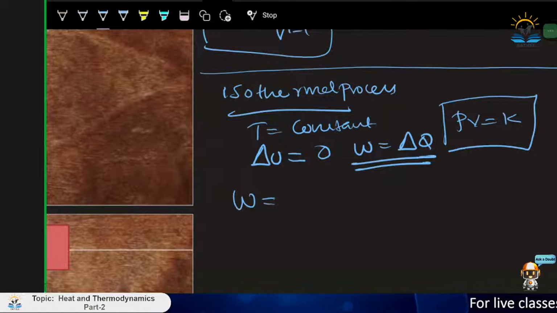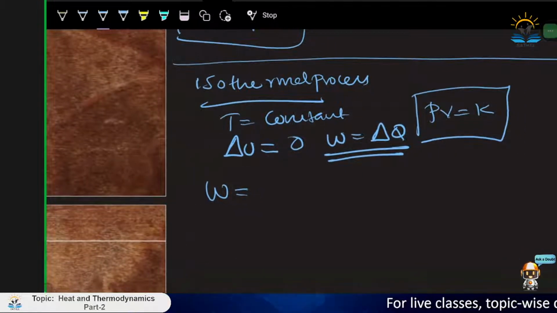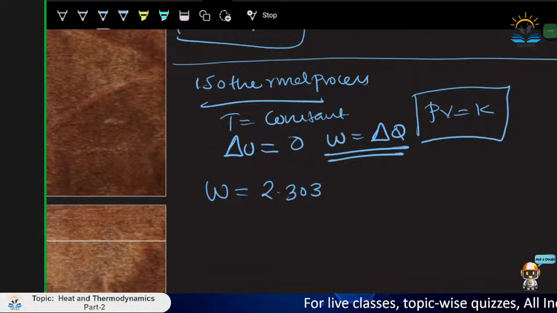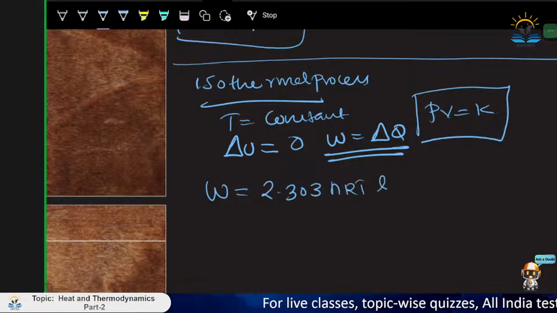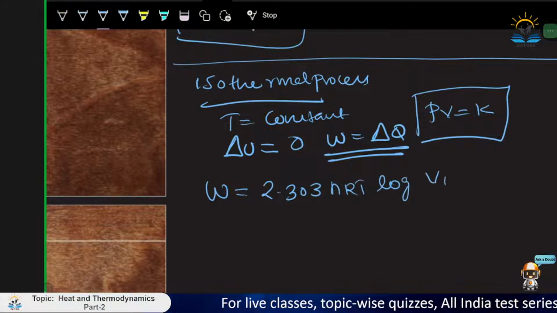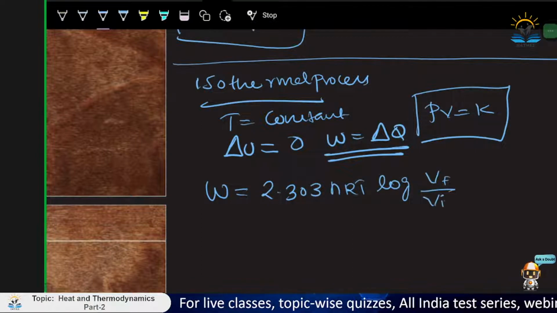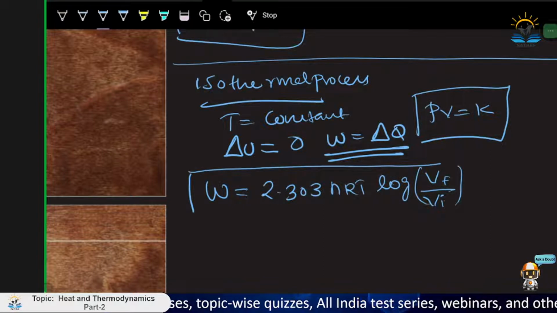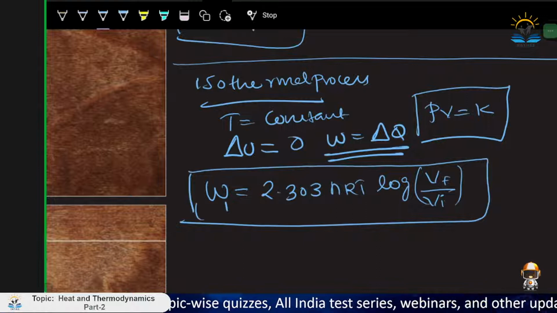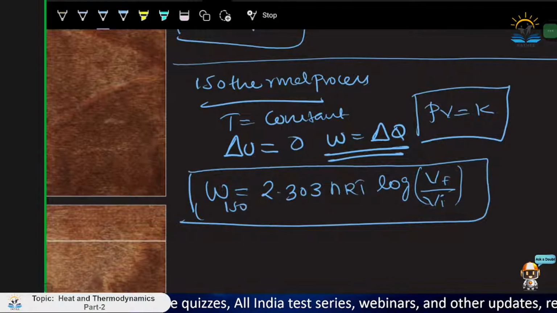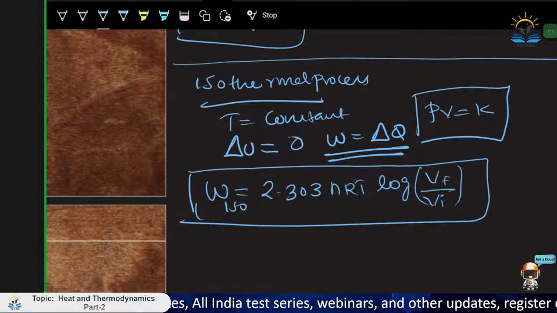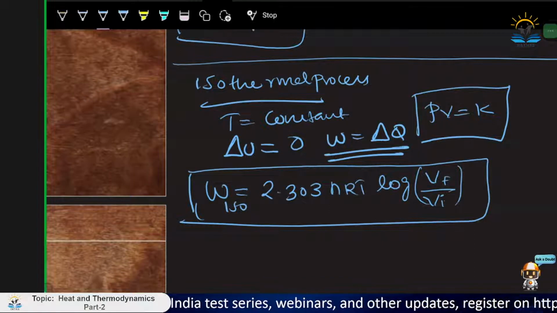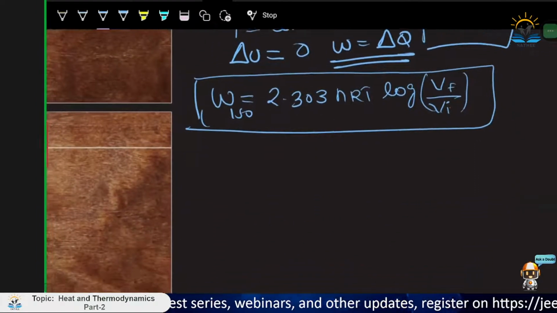I am not deriving the equation now. Everyone knows how to derive it also. We just want to know the equation only. That is W is equal to 2.303 nRT log of V final by V initial. This is the work in an isothermal process.